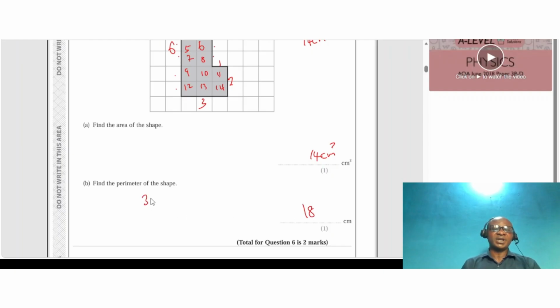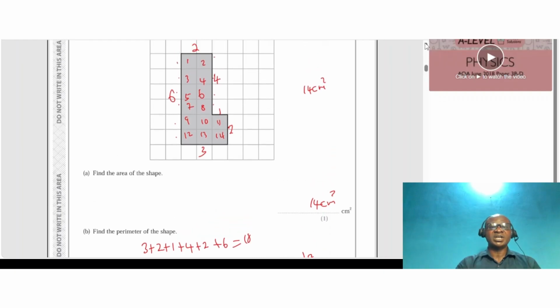That is the addition of 3 plus 2 plus 1 plus 4 plus 2 plus 6. That is what we are talking about. All the sides of the given shaded part. 3 plus 2 plus 1 plus 4 plus 2 plus 6. That will give us the right answer. I hope it makes sense.